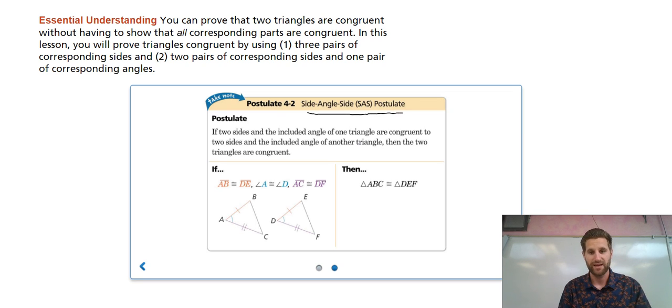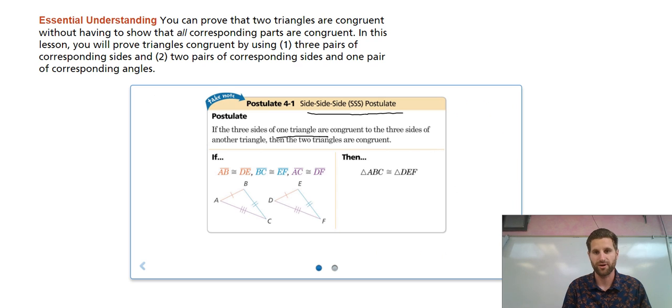Basically, it means if I can show 2 sides and an included angle, very important that we say included angle, then I can directly say that the 2 triangles are congruent. So without having to prove all 6 items, I only have to prove 3 things. Side, angle, side. Okay? And so this one's really key, really important for us to be able to use in our proofs.